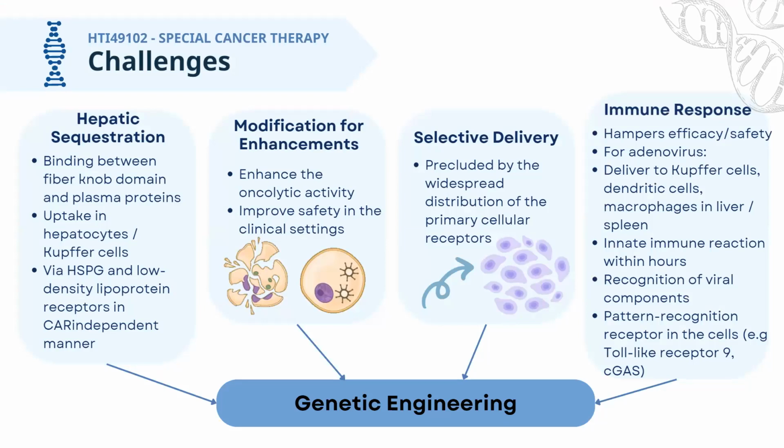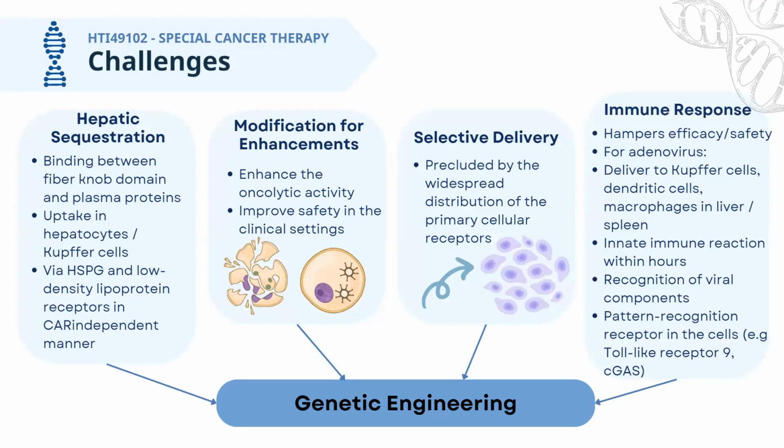The last part would be the immune response. Because it's a virus, just as you get a cold when you have some virus running around in your body, when the virus is delivered to the Kupffer cells, the dendritic cells, and macrophages in the liver or spleen, the innate immune reaction will be triggered within hours because the viral components are recognized. They have some pattern recognition receptors in the cells.